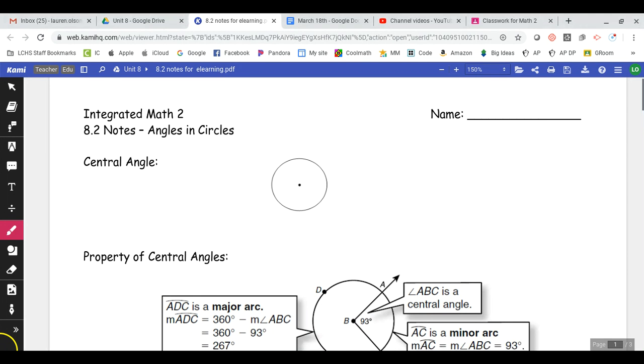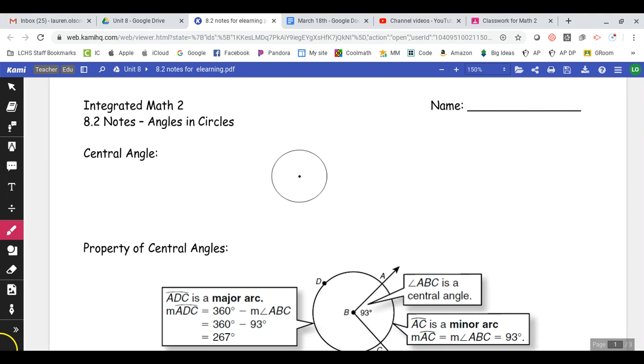I am here with day 2 of our circle notes. Hopefully, you guys got through yesterday's notes just fine with all the vocab. Today, we're going to throw some math back in here and have some numbers. We are talking about central angles, and I believe I talked a little bit about those yesterday.